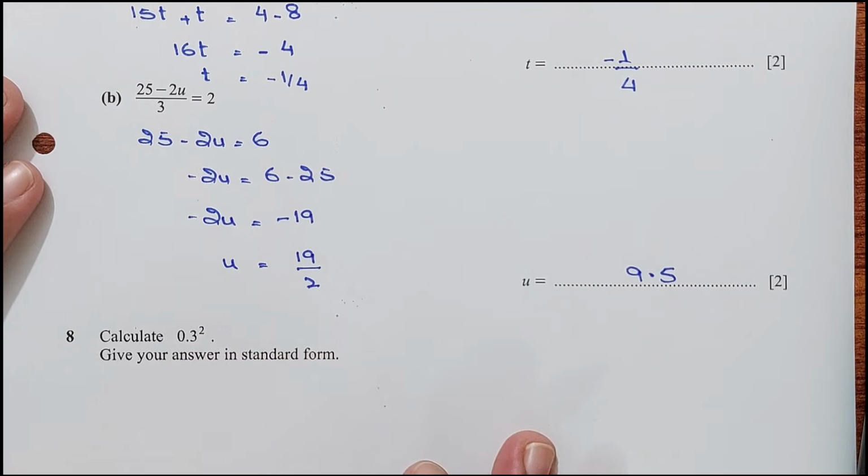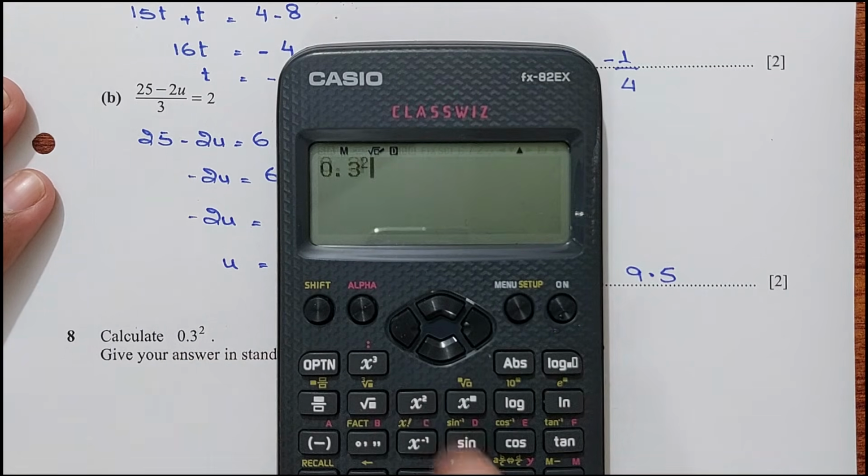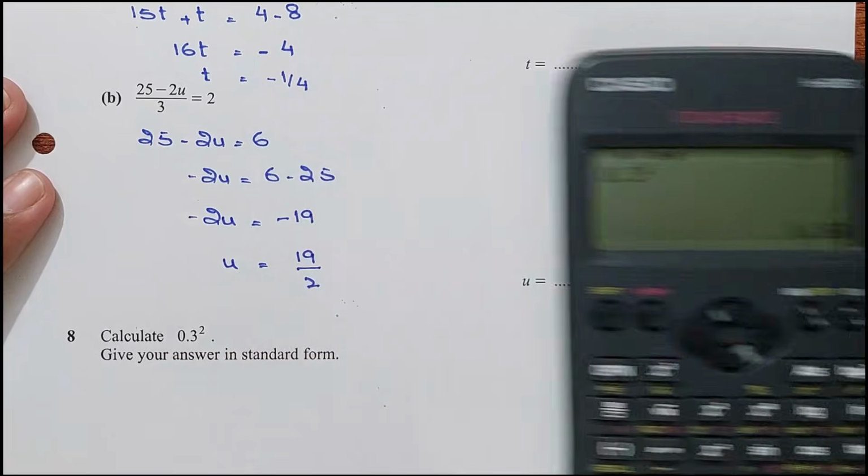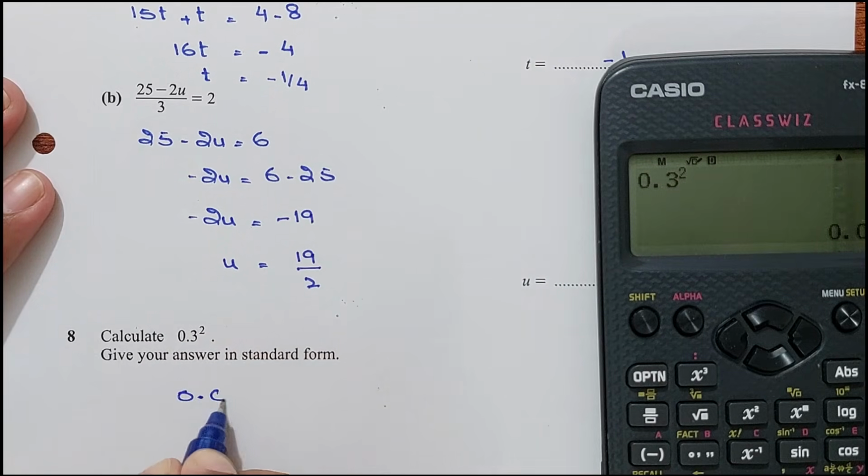Okay, question number 8, calculate 0.3 squared, give your answer in standard form. Okay, 0.3 squared is 0.09. In standard form, you have to move the decimal point 2 places to the right. So this is 9 times 10 to the power -2.